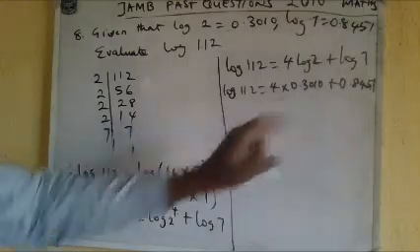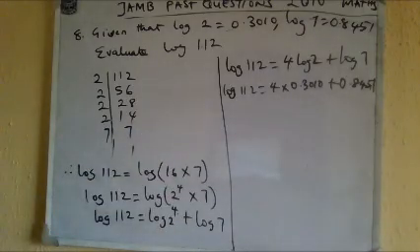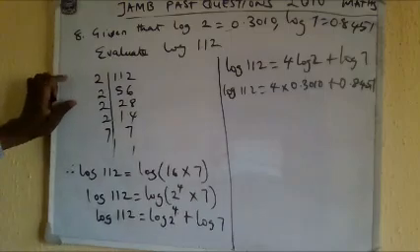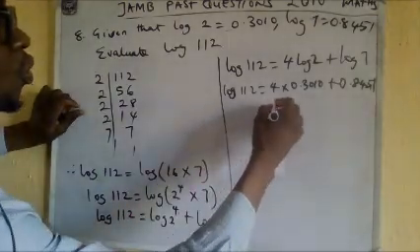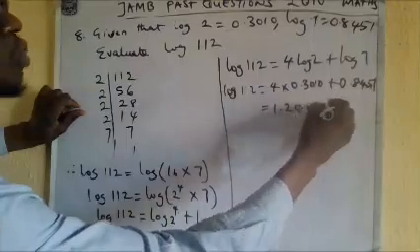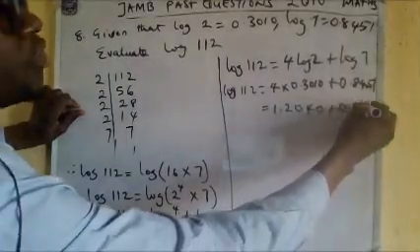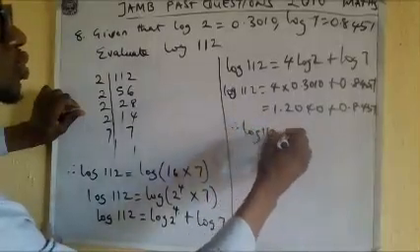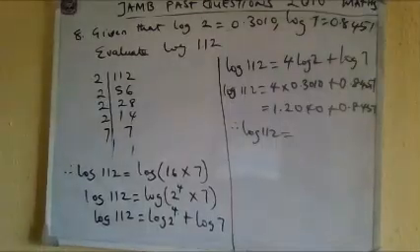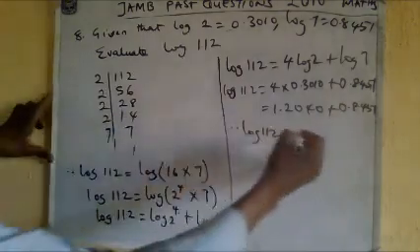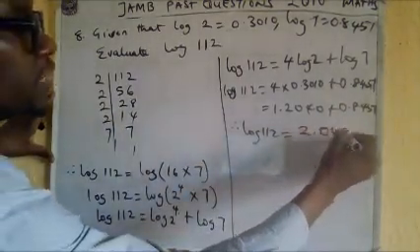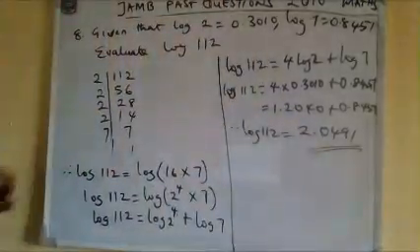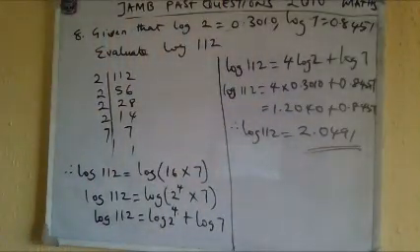So from here on is simple mathematics. 4 times 0.3010 is giving us 1.2040 plus 0.8451. Therefore, this log 112 is the same thing as saying 2.0491. That's the answer. Okay, so that's number 8. Okay, so number 9.